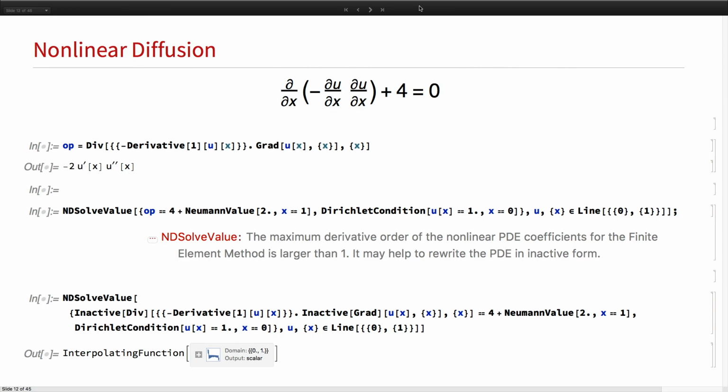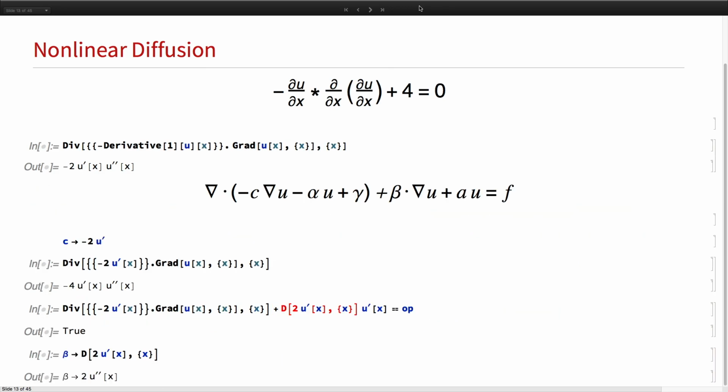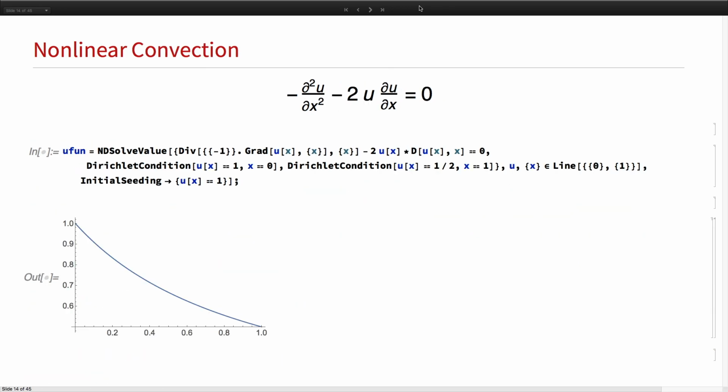And one thing that you should pay attention to is that if you directly use this type of equation, it will evaluate, of course. So now you have minus 2u prime, u prime prime. And that's actually not the equation you wanted to model. So what you have to do is use the Inactive term here to avoid that this is prematurely evaluated, so that NDSolve actually understands that you want to model this equation. Right. Okay.